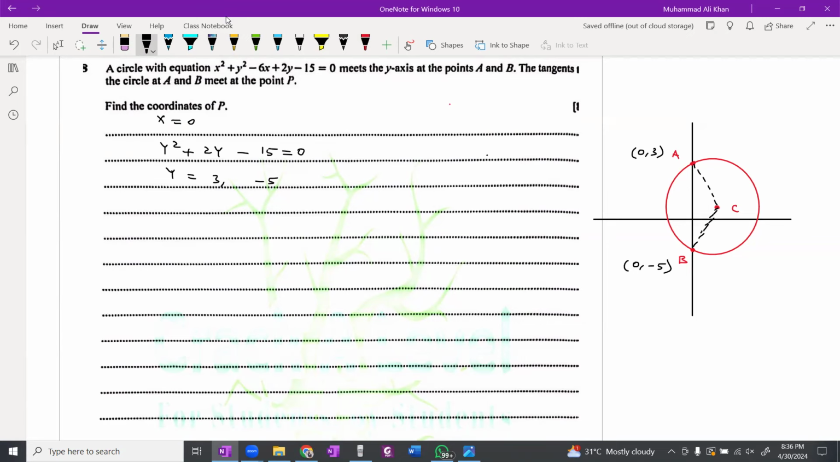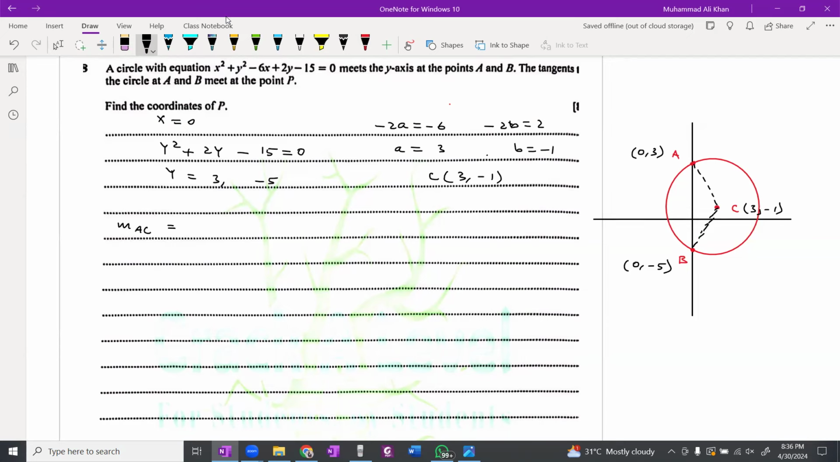Now, we have to calculate the center of the circle. It is an expanded equation, and the coefficient of x, minus 2a, is equal to minus 6, and the coefficient of y, minus 2b, is equal to 2. So the value of a is 3, and the value of b is minus 1. By using the general expanded equation, I compared the coefficients of x and y with minus 2a and minus 2b. So the center is (3, minus 1).